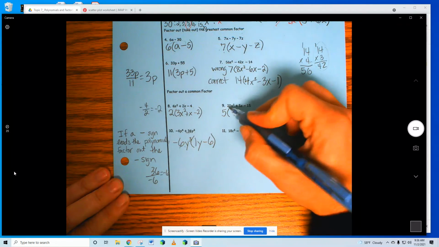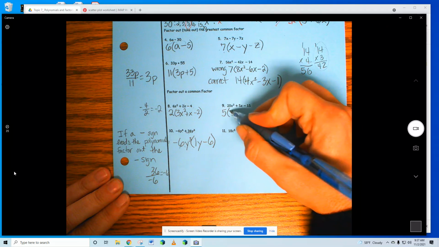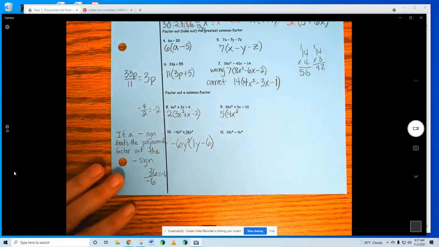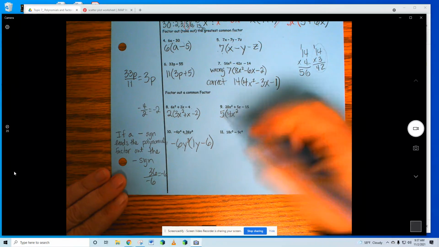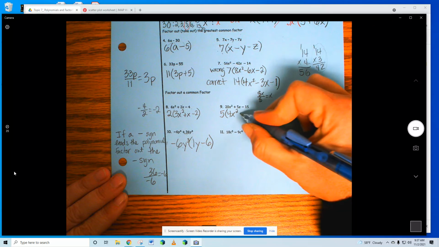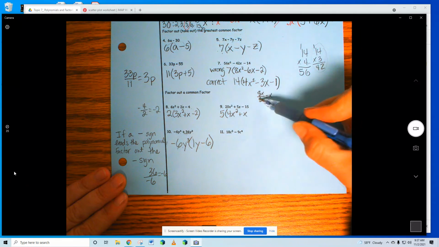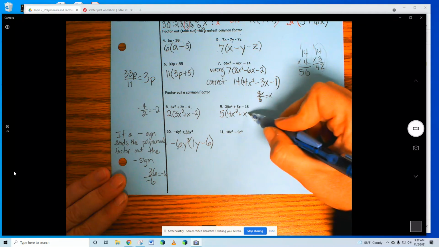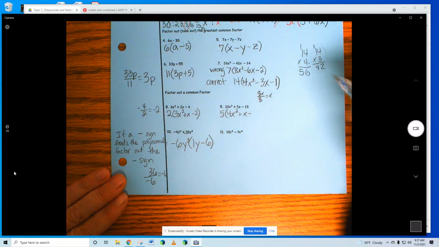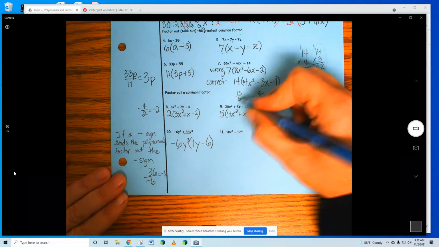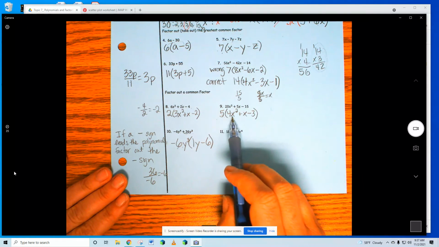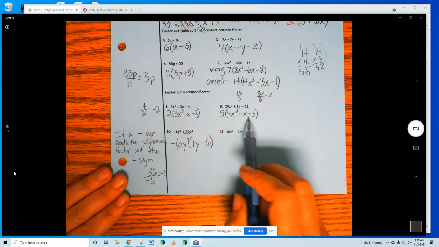So, 20 divided by 5 is 4x squared. The x squared stays because I didn't take anything out. 5x divided by 5 would just be an x. See that? Minus sign stays. 15 divided by 5 is 3. And yep, 5 times the quantity 4x squared plus x minus 3.